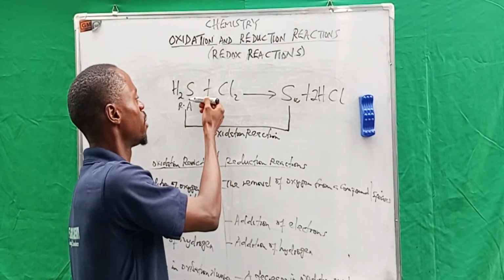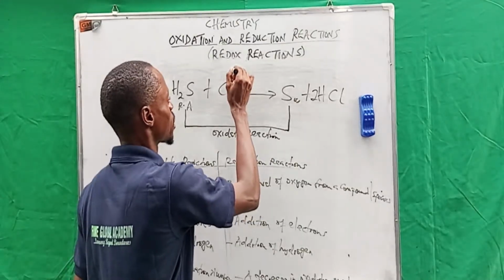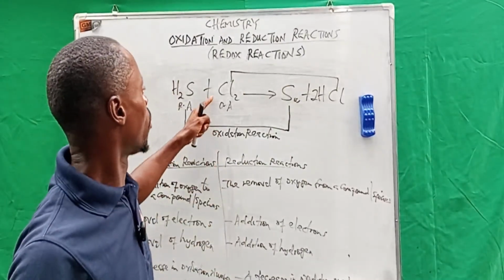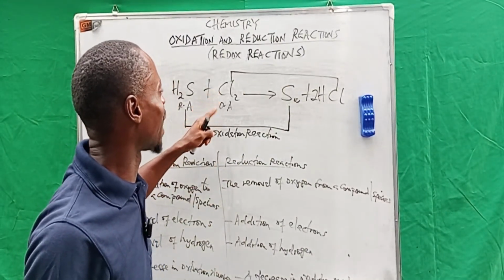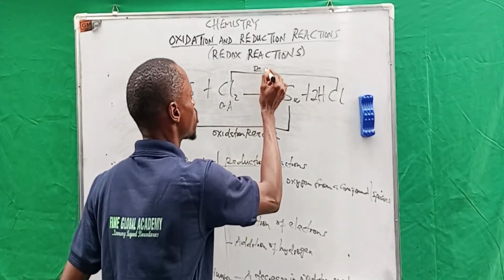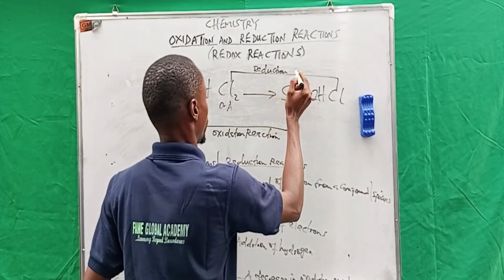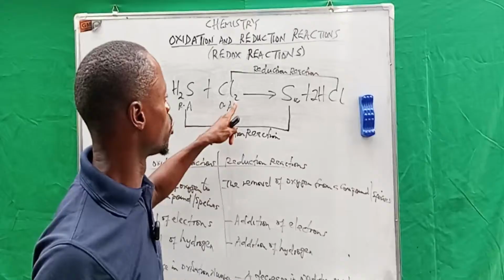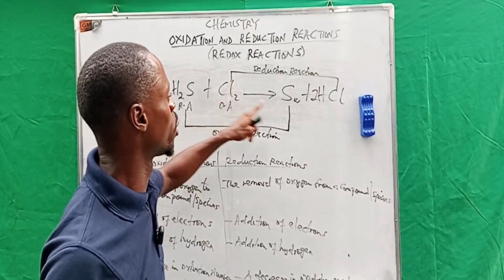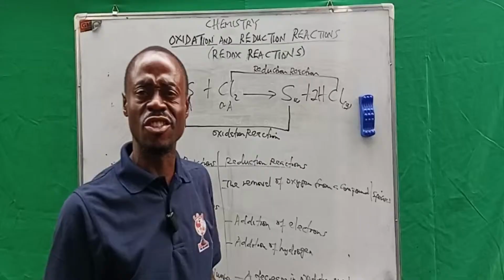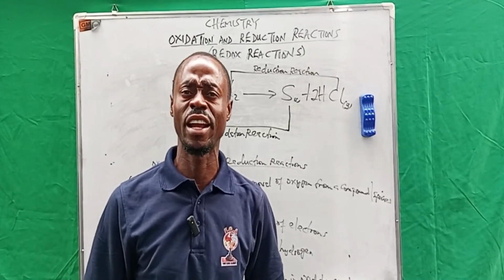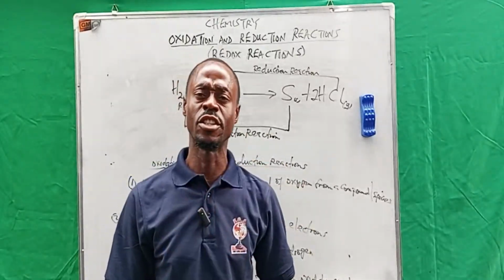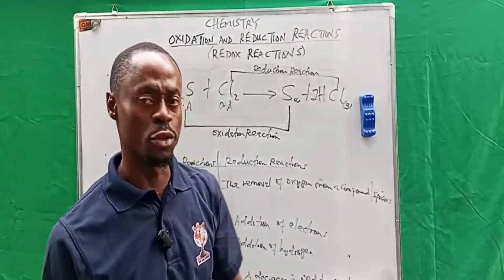If you have been able to identify the reducing agent, it simply means this, of course, is our oxidizing agent. An oxidizing agent is the species or molecule or compound that is reduced or that causes reduction reaction. How did I know that chlorine has been reduced? Because there was addition of hydrogen to the chlorine to form hydrogen chloride. Those are simple ways of identifying a reaction that is redox, bearing the presence of an oxidizing agent as well as a reducing agent.